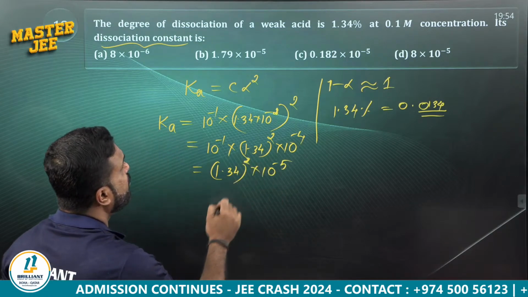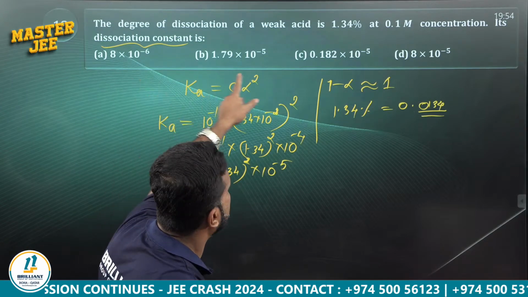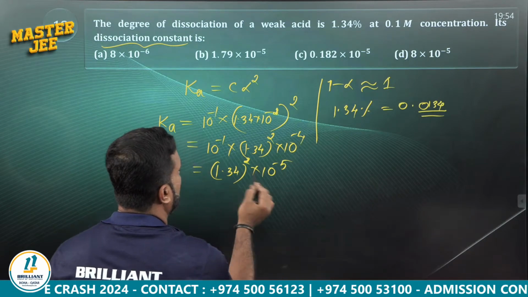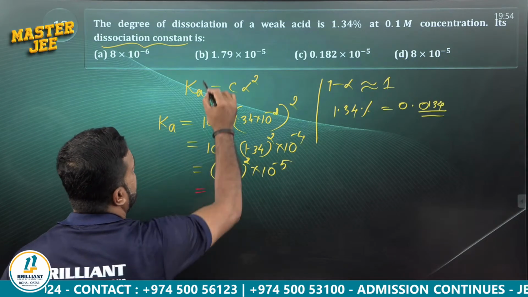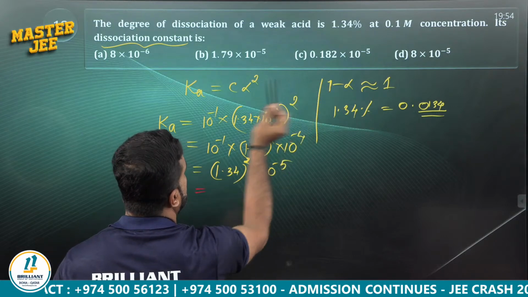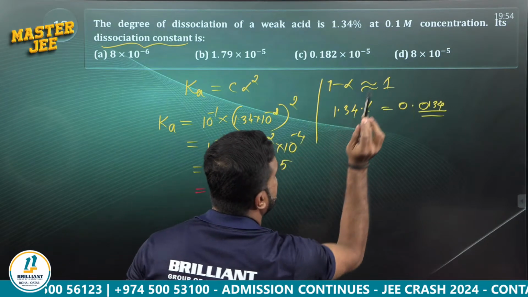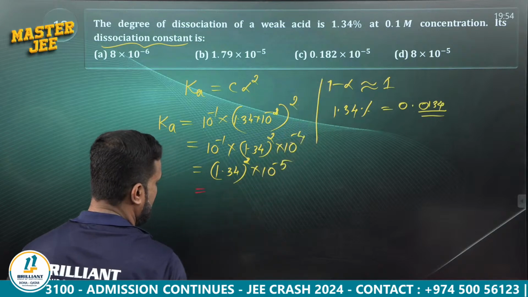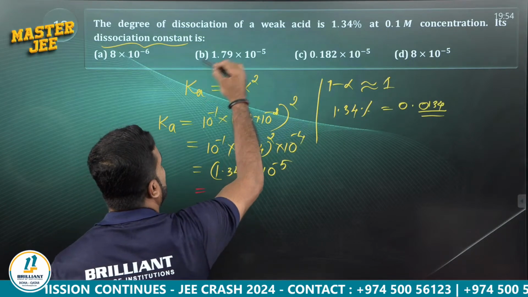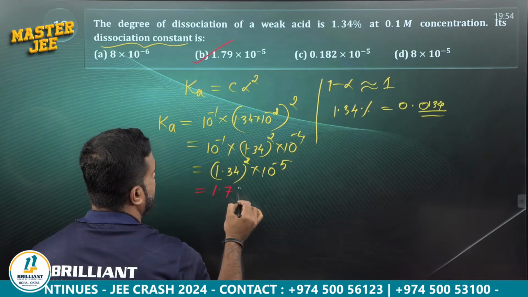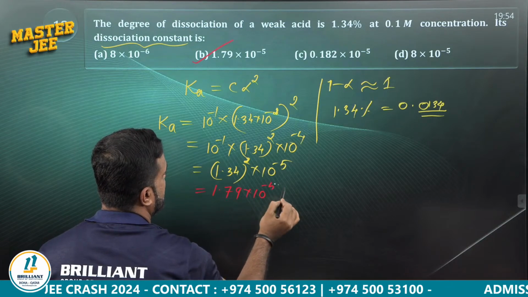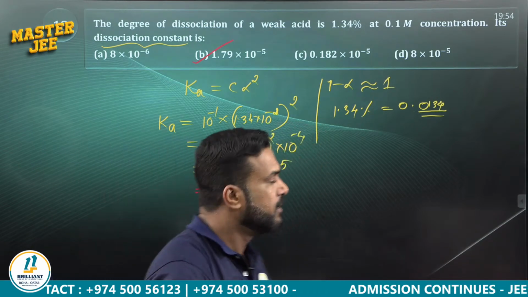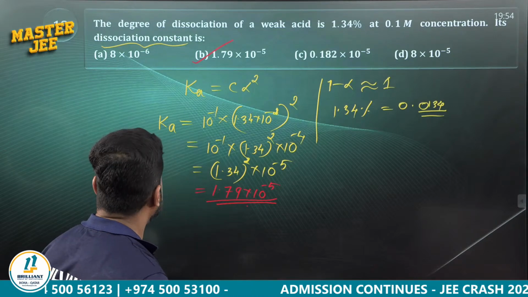So there should be a 10 power minus 5 in the option. Yes, option 3 has 10 power minus 5, but it is quite easy. 1.34 squared, obviously it will be 1.79, not 0.182 and not 8. Anyway, 8 and 0.18, no chance. So you can directly do this. Anyway, the answer is 1.79 into 10 power minus 5. It's a constant. Yes, correct, right? Yes, Abu. The correct answer is B.